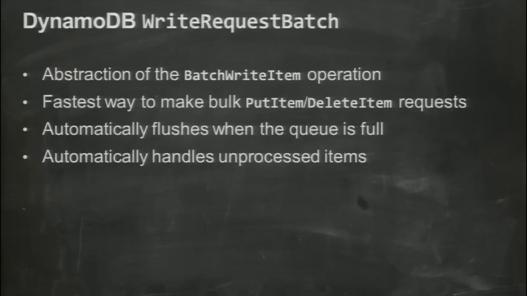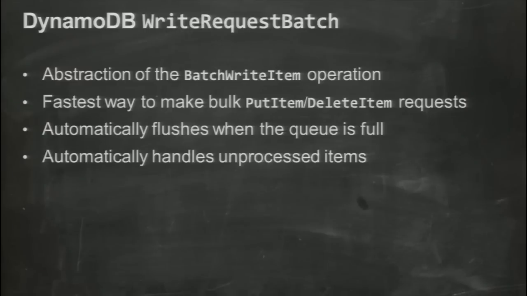So like I said, the DynamoDB write request batch is an abstraction over the batch write item operation and is a special case of this batch system that I just showed you. During our testing, we found out that this is actually the fastest way you can send bulk put and delete requests to DynamoDB. It uses that flushing decorator so that every time you add 25 items to this batch, it'll start issuing those batch write item operations. And so it's very easy to use.